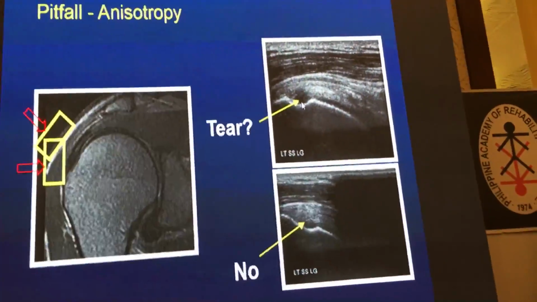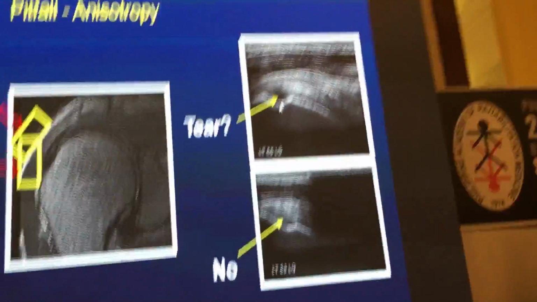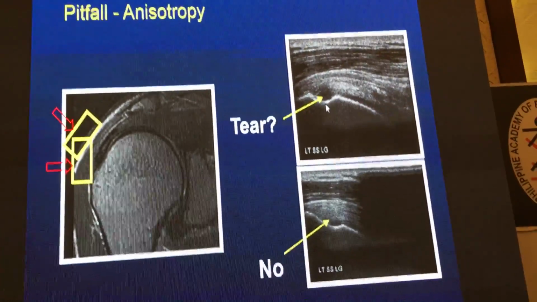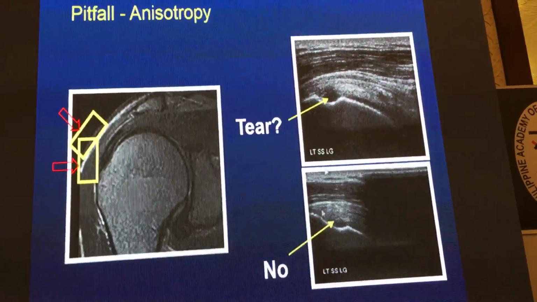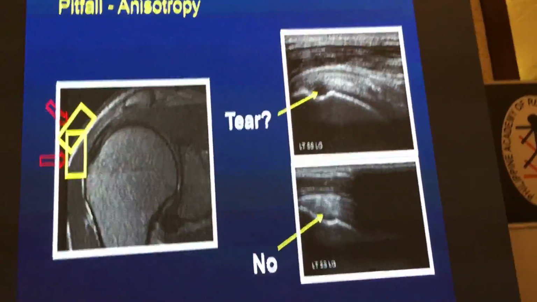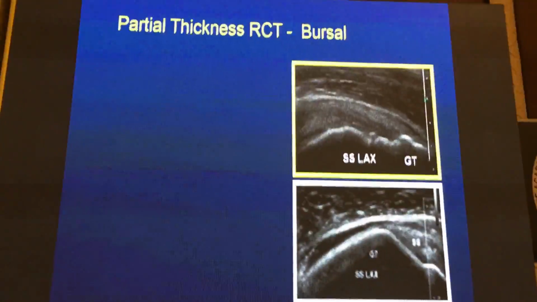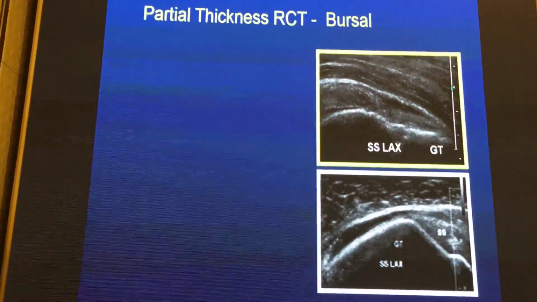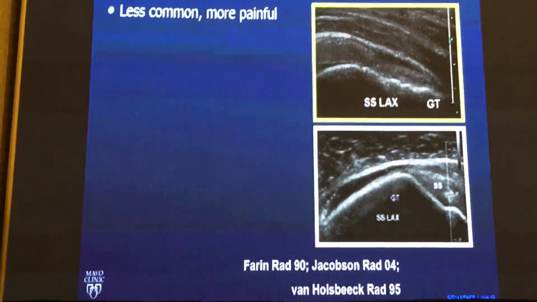So this is an artifact that you absolutely, positively have to eliminate in order to identify rotator cuff tears with a high degree of sensitivity and specificity. So just remember that. Partial thickness bursal surface tears are a little bit different than the articular surface tears.